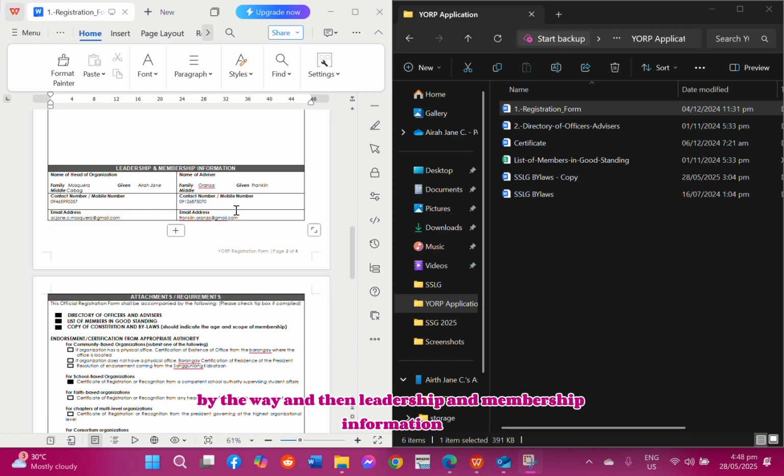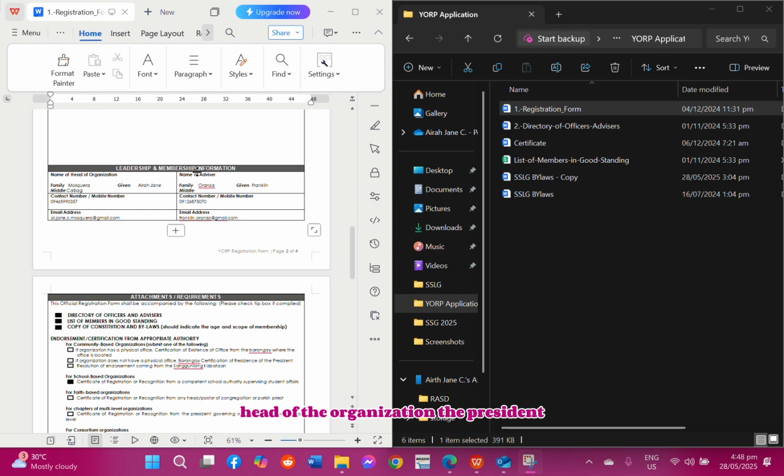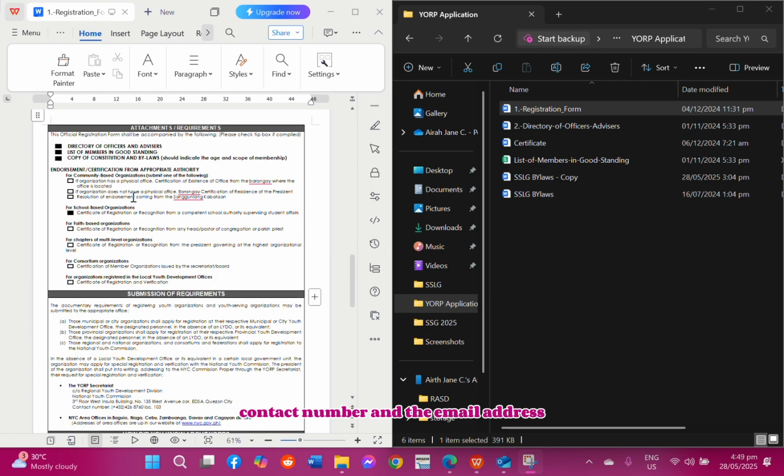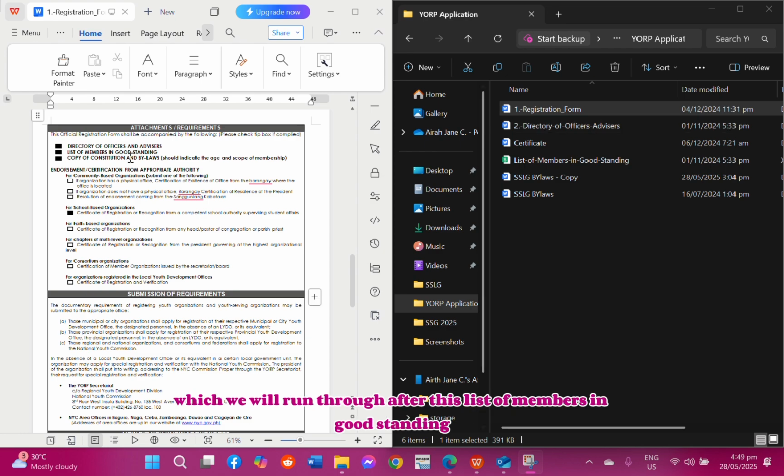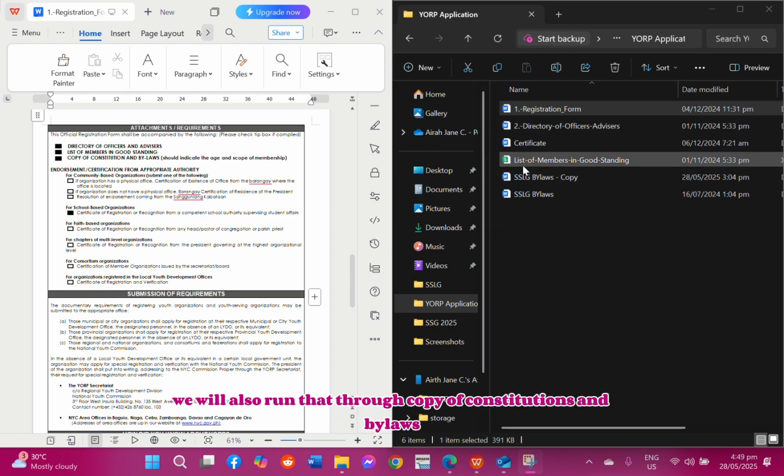And then leadership and membership information: head of the organization, the president, name of the advisor, and then contact number and the email address. Next are the attachments and requirements. We have the following: directories of officers and advisors. We have that here in our next file, which we will run through after this. List of members in good standing. Here it is. We will also run that through.